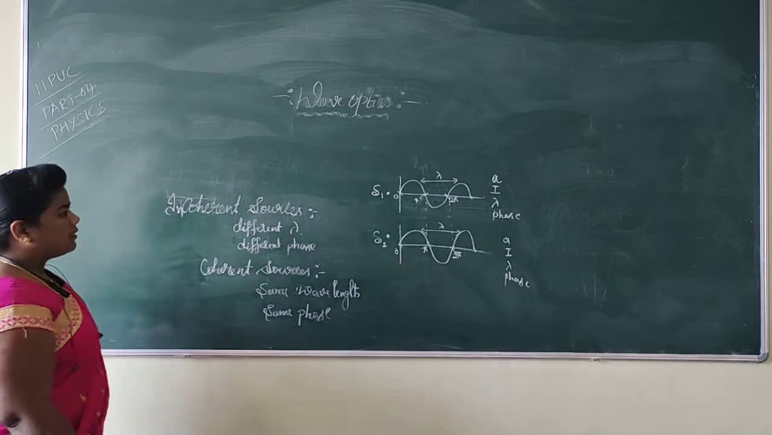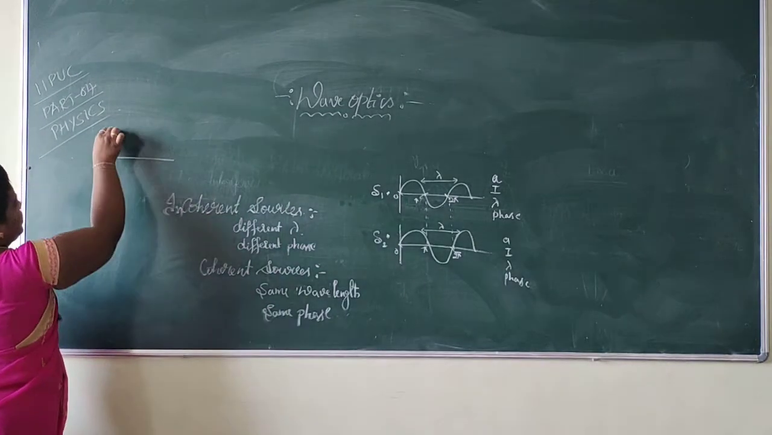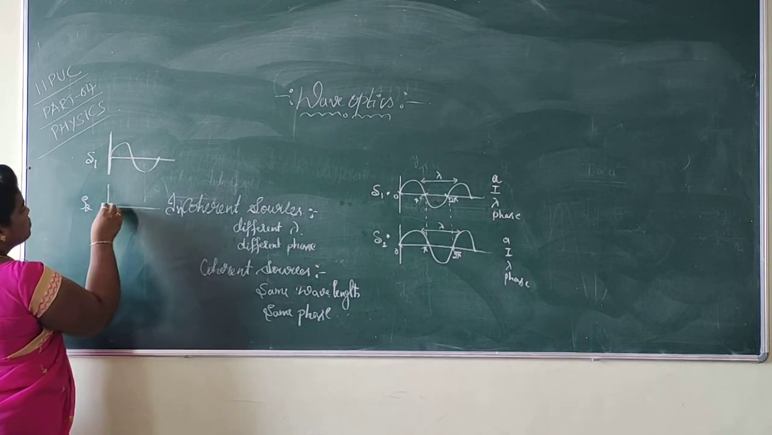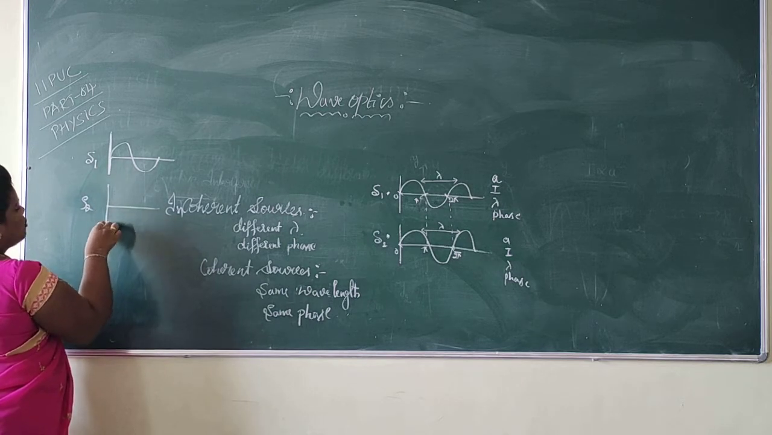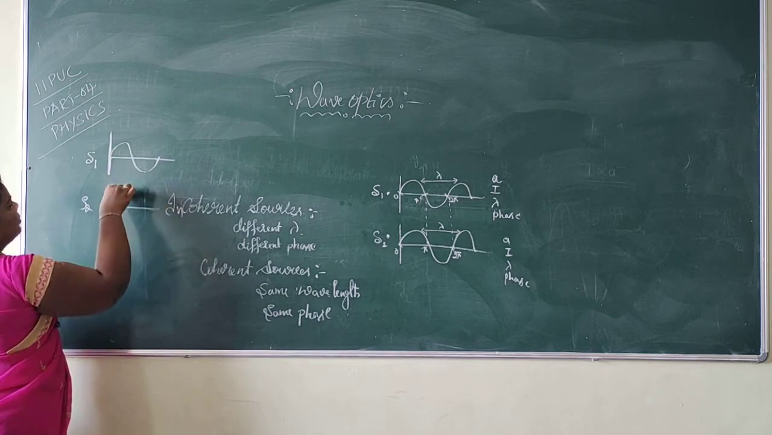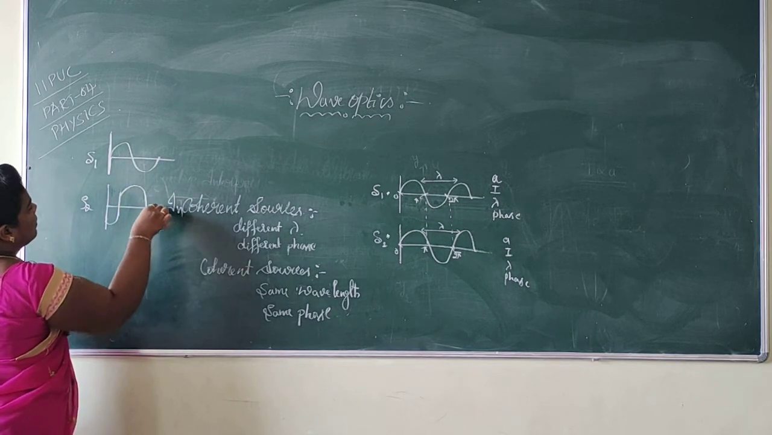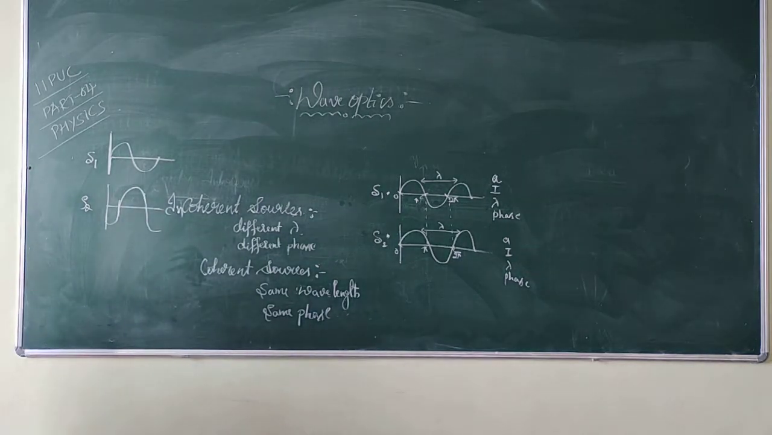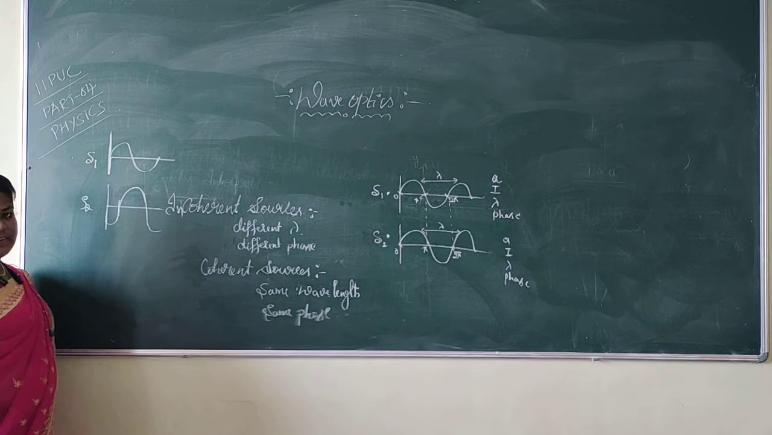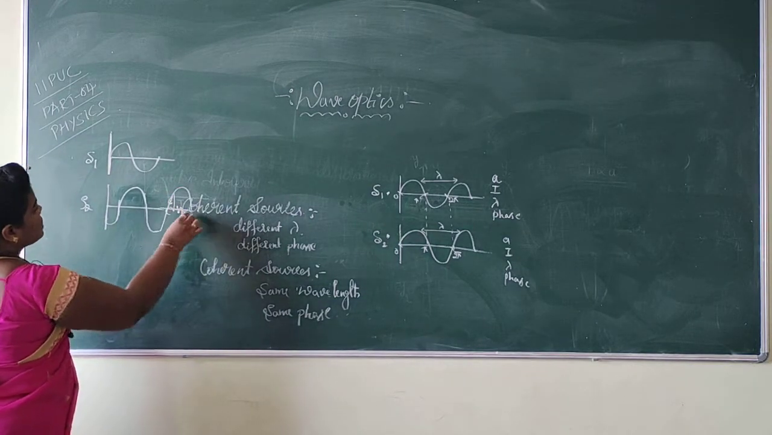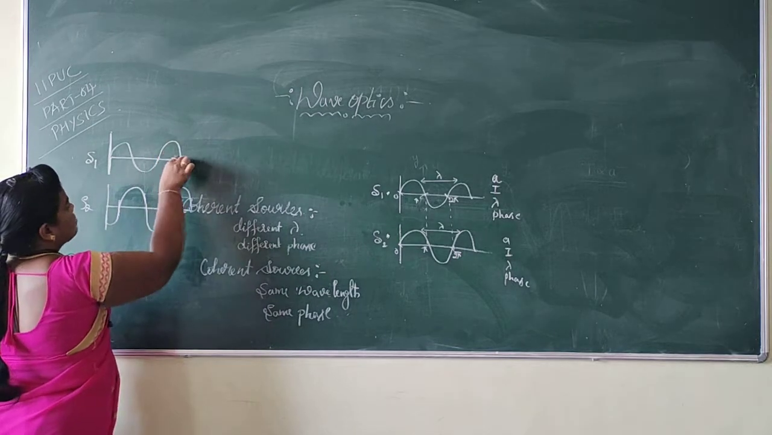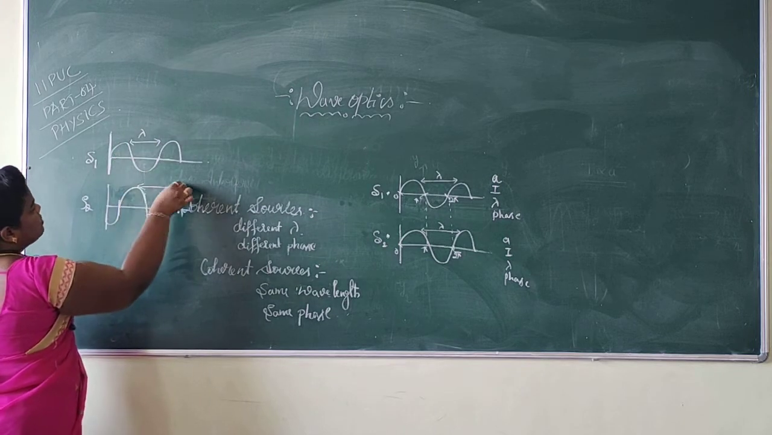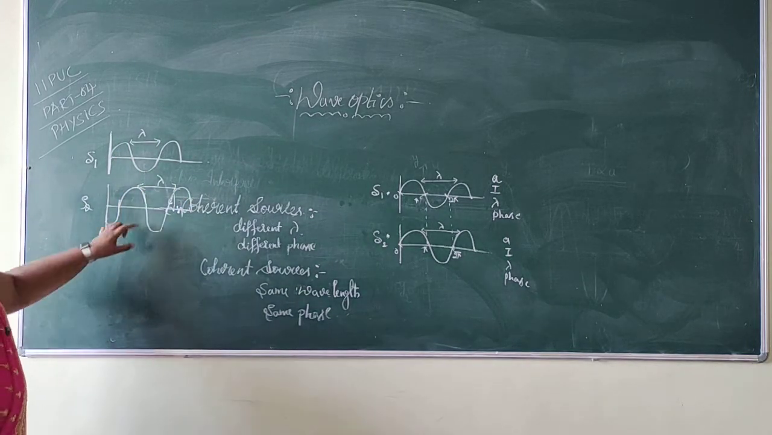Suppose I consider two other waves. So I am just going to write the other two waves also. Let us say source S1, and I am going to write another wave, which is source S2. My dear students, you can observe that the phase is different and the wavelength is also different. Why? Because the distance between the two crests is lambda, and this lambda is different.